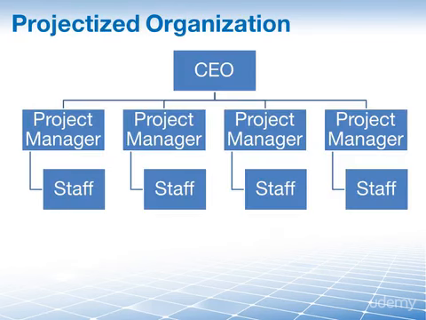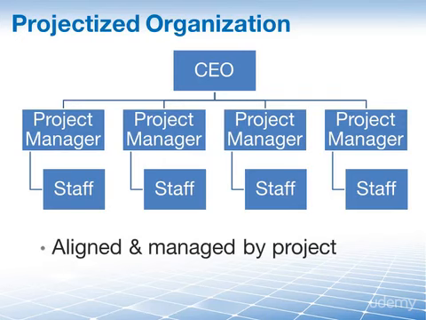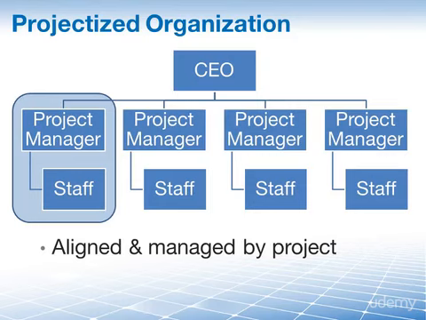We are moving on to the projectized organization, and as you can see in this diagram here, the organization is aligned and managed by project. So each of the departments that you see here really is a project on its own. The projectized organization is defined by the PMBOK guide as any organizational structure in which the project manager has full authority to assign priorities, apply resources, and direct the work of persons assigned to the project.